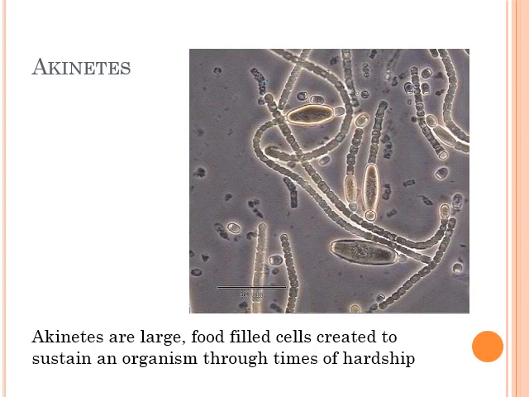What's really interesting to me about this is, imagine this chain dying off because it's running out of food. Eventually, when the food comes back or times get a little bit better, that one cell is able to start to undergo binary fission and reproduce the whole group. So the akinete gets cells through times of hardship.